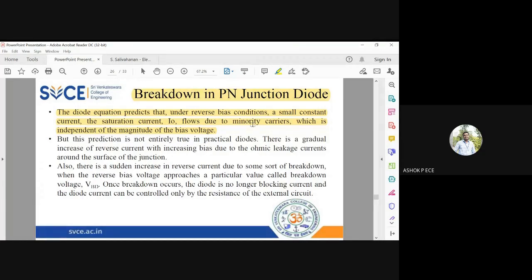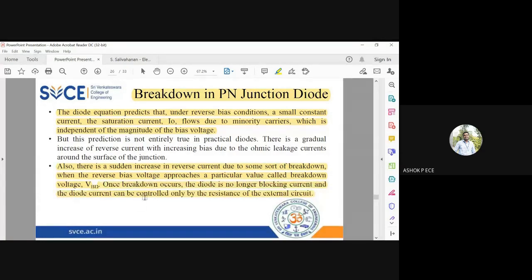Suddenly, at one particular voltage, there is a sudden increase in the reverse current due to some sort of breakdown. That voltage is called the breakdown voltage, VBD. So at a particular voltage, the reverse bias current suddenly increases, which means the carriers have acquired more energy to cross the depletion region. Once breakdown happens, the diode is again in the on state. The diode is no longer blocking current and it starts conducting freely.